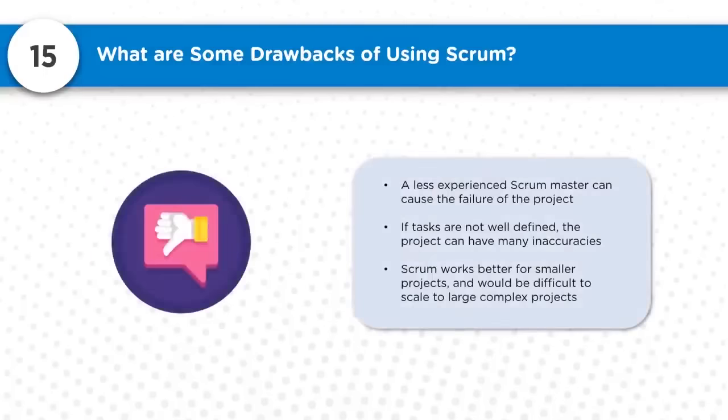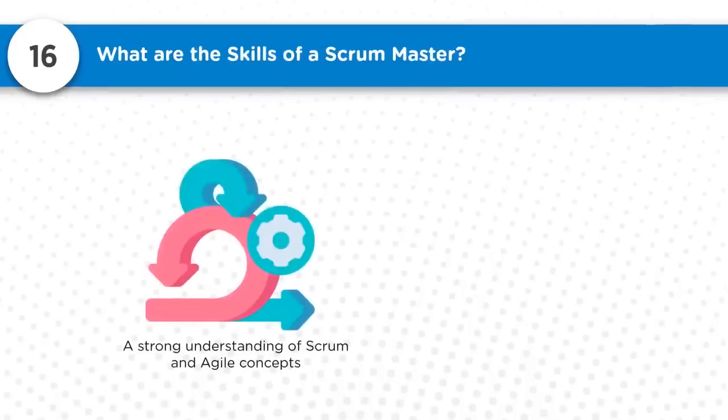A less experienced Scrum Master can cause the failure of the project. So be careful. The Scrum Master is the facilitator, who enables the Scrum teams and ensures they work the way we need them to. If the Scrum Master doesn't understand these dynamics and does not have clarity on this, obviously he or she cannot enable the team. If tasks are not well defined, the project can have inaccuracies. Scrum works better for smaller projects and would be difficult to scale to large complex projects. That's where we were discussing a few questions before this, Scrum of Scrums, when it becomes a complex project which needs to be handled together.